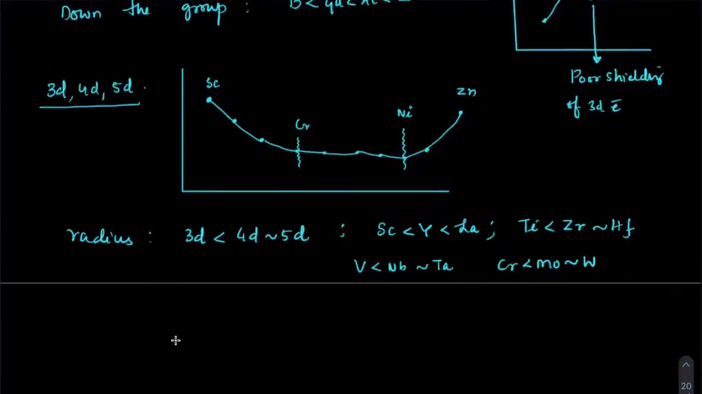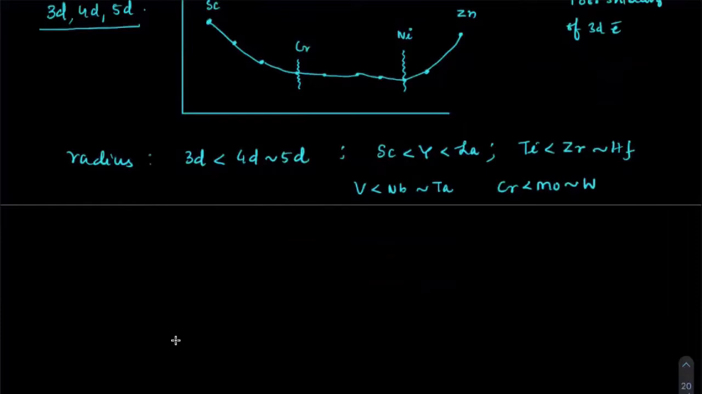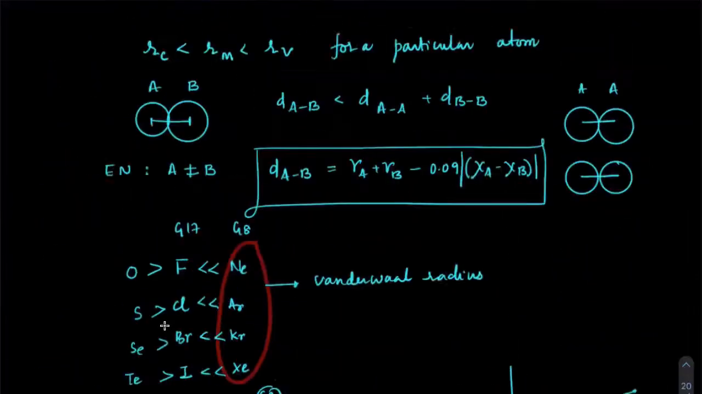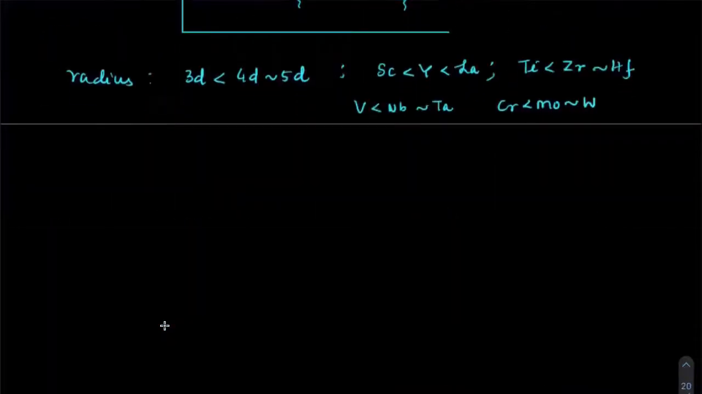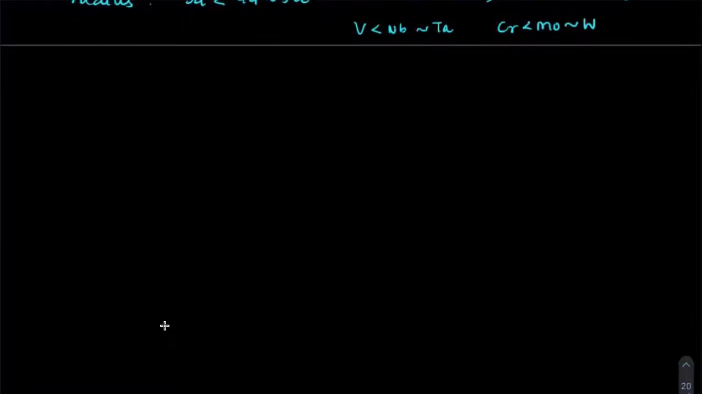I guess this is clear now. This is the variation down the group. This is completely about atomic size. These are the exceptions you must remember.